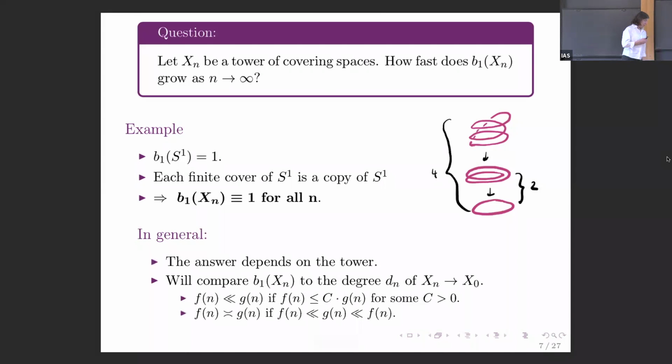In general, the answer will depend not only on the base space, but on the tower. And so as the talk progresses, it will shift from looking at the space to looking at interesting towers. In general, what I will compare is the growth of B1 to the degree of X_n over X_0. And just to introduce some notation, I'll say that f(n) is bounded by g(n) if f(n) is less than a constant times g(n). And I'll say that f(n) grows like g(n) if they're both bounded by each other.